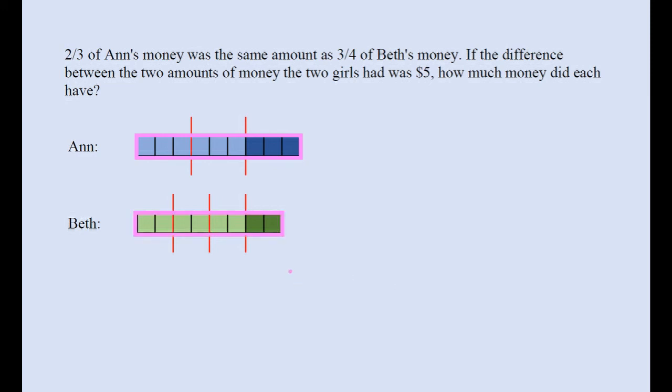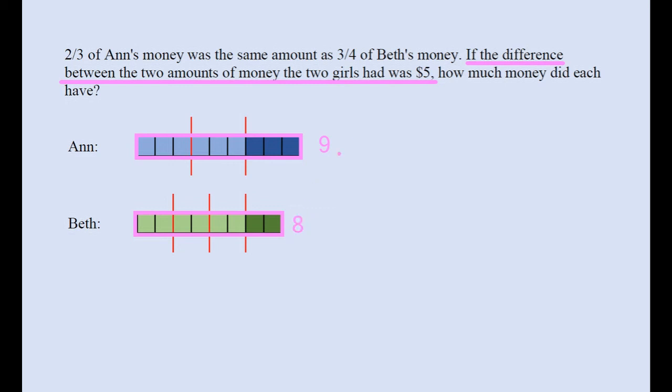And double check, 2/3 of 9 is 3 plus 3, or 6, and 3/4 of 8 is 2 plus 2 plus 2, which is also 6. So we are okay so far. Now let's read this part of the question, the last sentence. If the difference between the two amounts of money the two girls had was $5, how much money did each have? Now Ann has 9 squares and Beth has 8 squares.